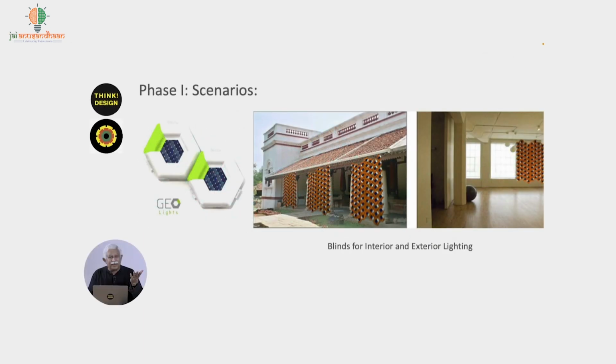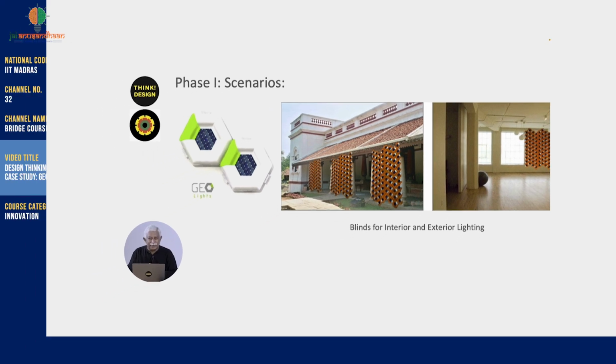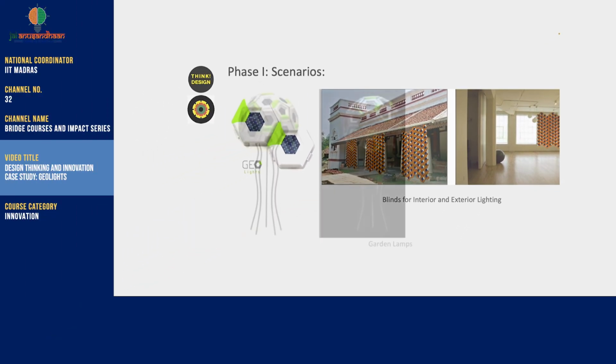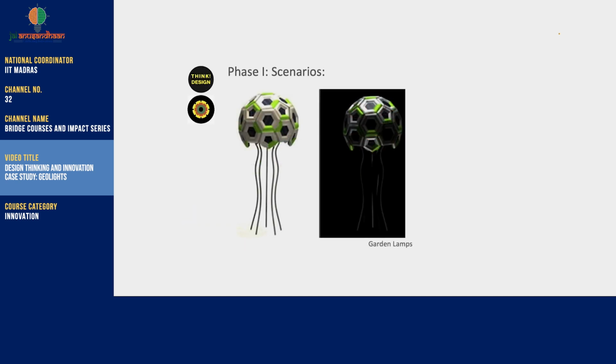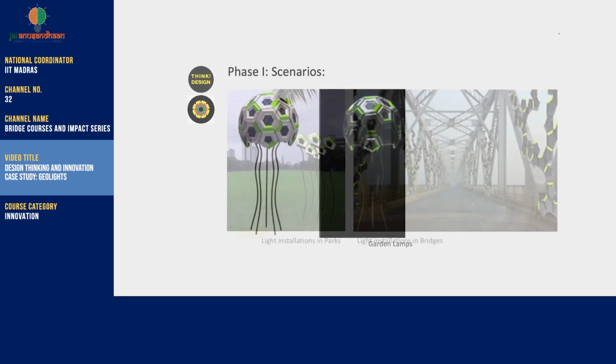And you can apply it in very interesting things. These are almost like curtains in front of your house, but it actually produces light at night, or you can have it inside the house. Again, they become more like curtains rather than lights which are fitted on the ceilings. And you can create different scenarios, like this is an application where you can put it in the garden and it becomes a garden lamp.